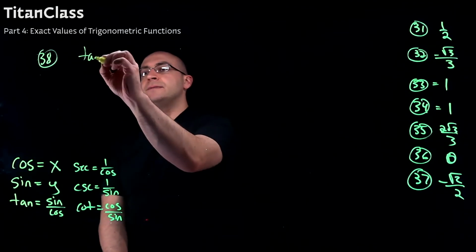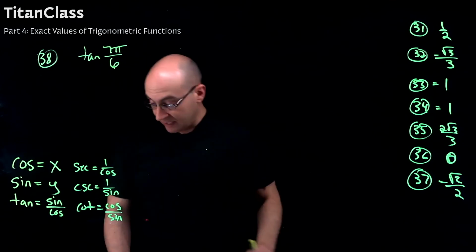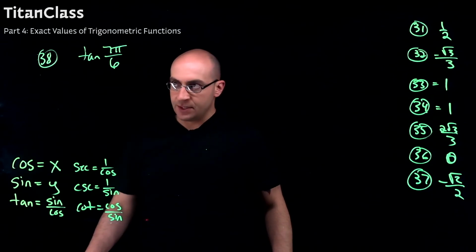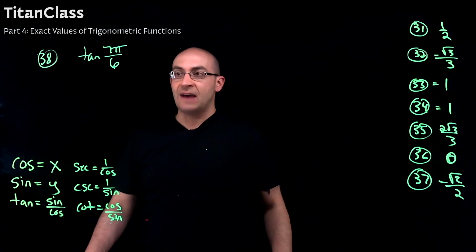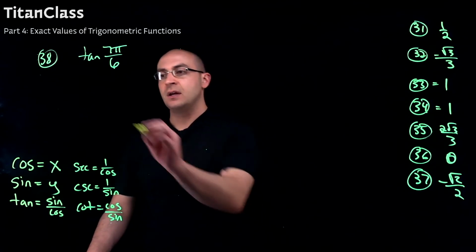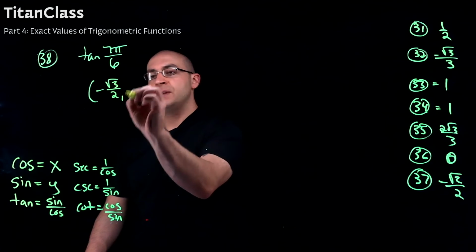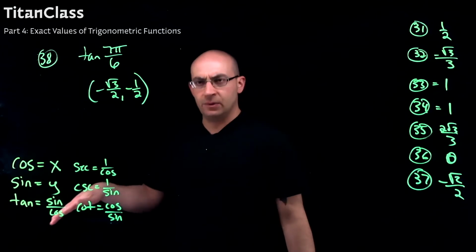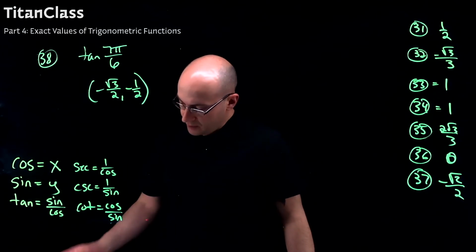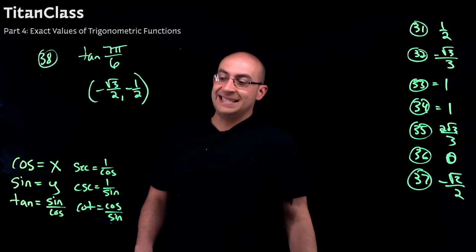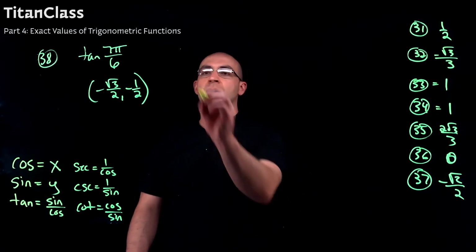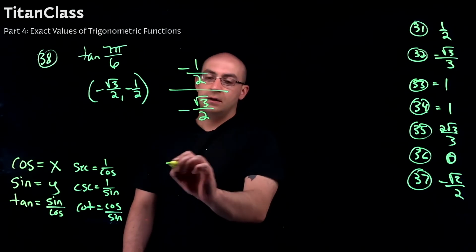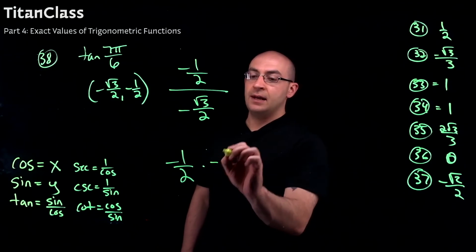38. Tan of 7 pi over 6. Well, 7 pi over 6 is actually a value on the unit circle, right? So tangent is sine over cosine. Well, first, we want to know what the ordered pair is at 7 pi over 6. And that is going to be negative root 3 over 2, comma, negative 1/2. Again, because that's a quadrant 3 value, they're both negative values. And tangent is sine divided by cosine. So I've got a negative 1/2 divided by negative root 3 over 2. Or negative 1/2 times negative 2 over root 3.